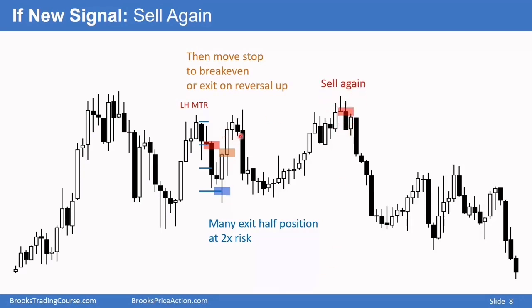You can either sell here or sell here. A reasonable short, a nested wedge. And again, if you exited above this major lower high, you can sell again here, and then you can sell again here. If there's a new signal, just sell again. End of the session, take profits.